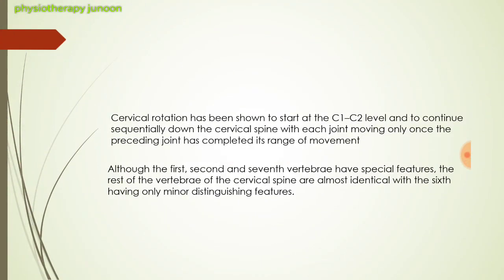Cervical rotation has been shown to start at the C1 and C2 level and to continue sequentially down the cervical spine, with each joint moving only once the preceding joint has completed its range of movement. Although the first, second, and seventh vertebrae have special features, the rest of the vertebrae of the cervical spine are almost identical.